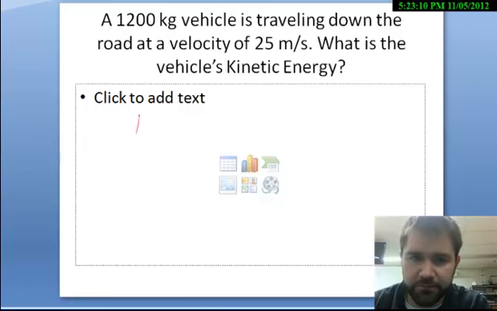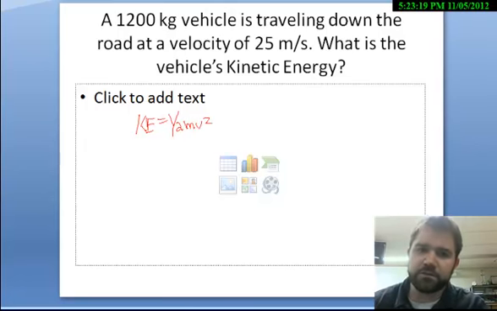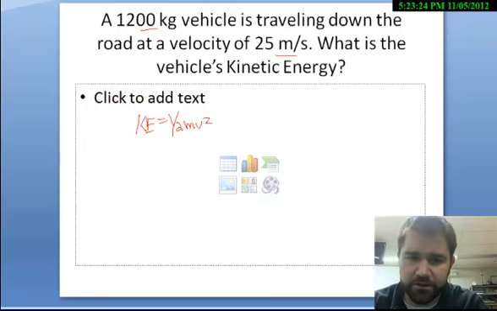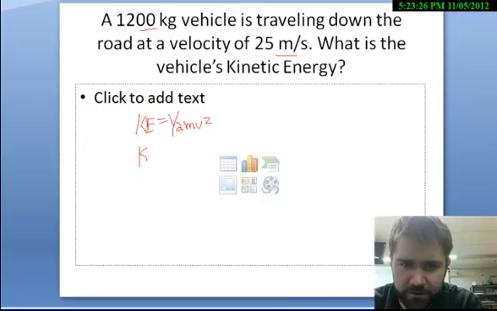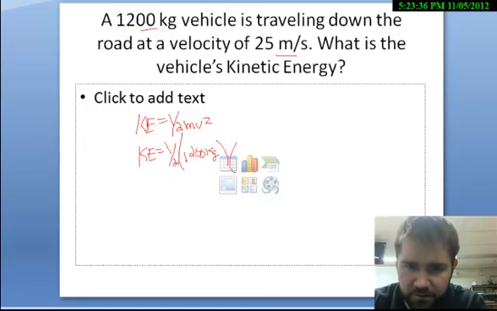So we write down the formula. We know that kinetic energy is equal to 1/2 mass times velocity squared. This type of problem gives us the mass and the velocity and asks us to calculate kinetic energy. So we plug our numbers in. Kinetic energy is equal to 1/2 times our mass of 1,200 kilograms times our velocity of 25 meters per second, which must be squared.